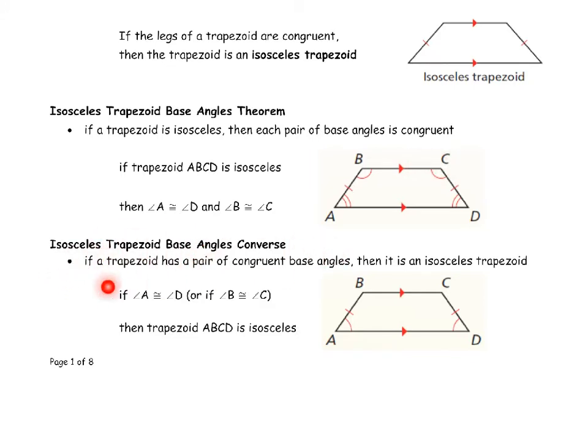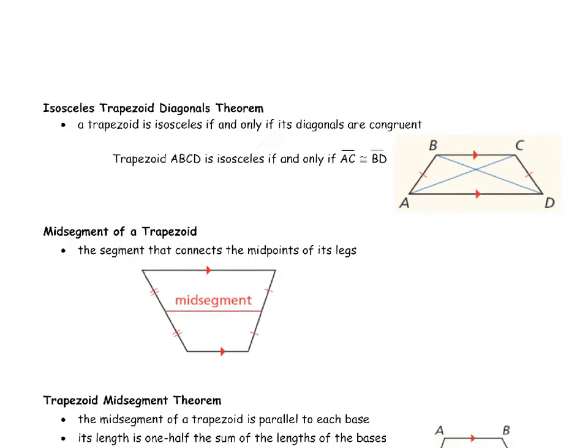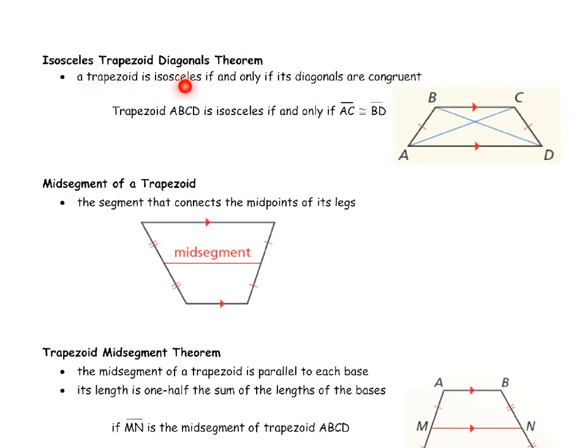The isosceles trapezoid base angles converse states that if a trapezoid has a pair of congruent base angles, then it can be deemed an isosceles trapezoid, because then we would have to justify that angle B and angle C would also be congruent. All right, so now let's look at the diagonals that can be drawn in an isosceles trapezoid. A trapezoid is isosceles if and only if its diagonals are congruent. So as you can see here, the diagonal AC and the diagonal BD are congruent to each other.